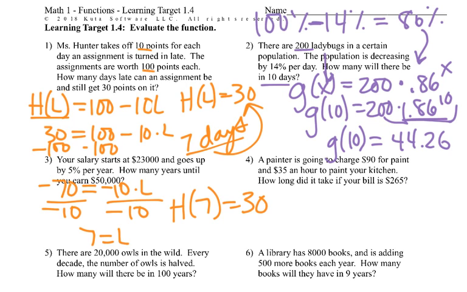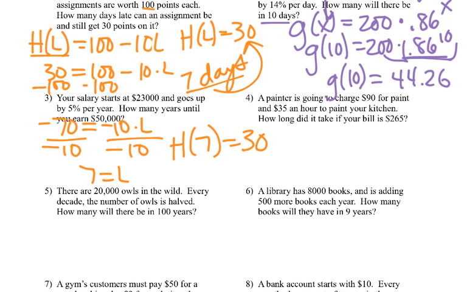Okay, so in 10 days, because you can't really have 0.2 of a ladybug, you're going to have 44. Okay? Alright, so if you haven't yet, try all the rest of these, and let's see how you do.